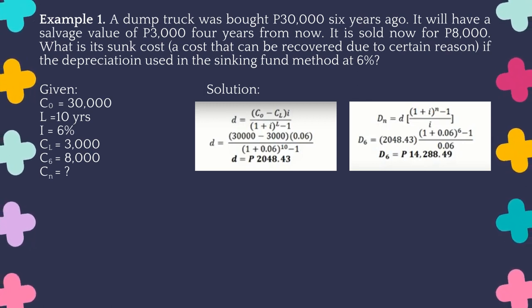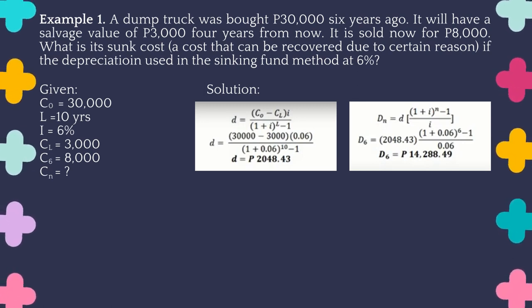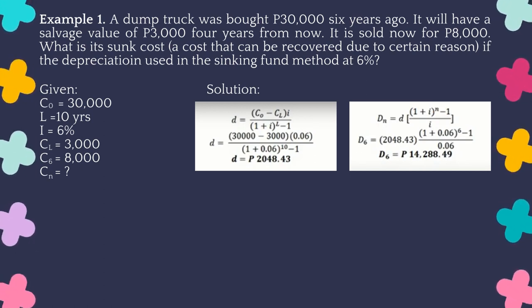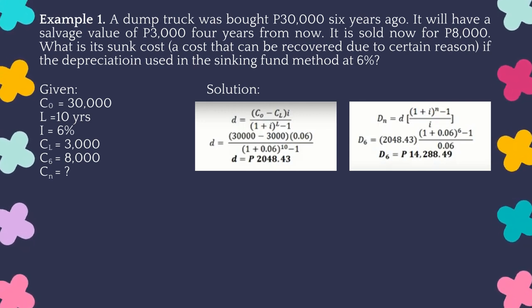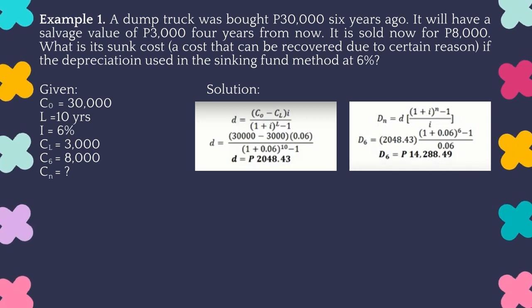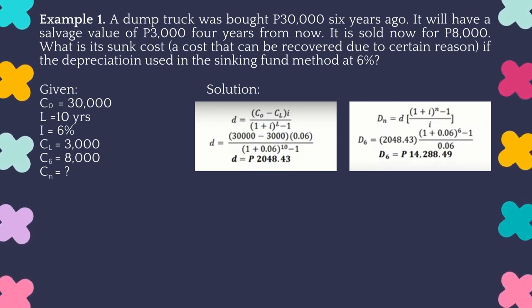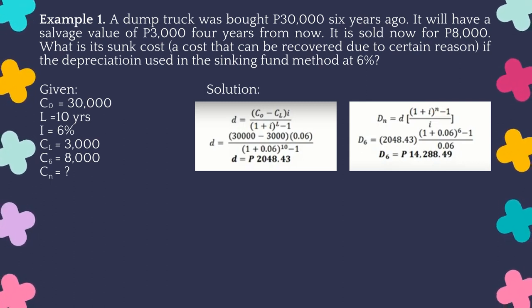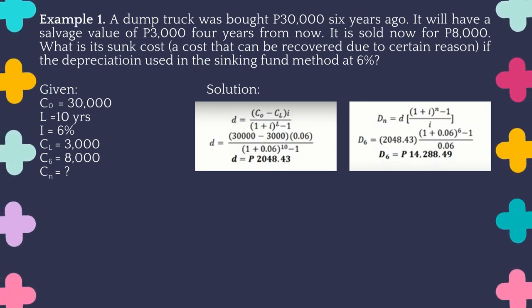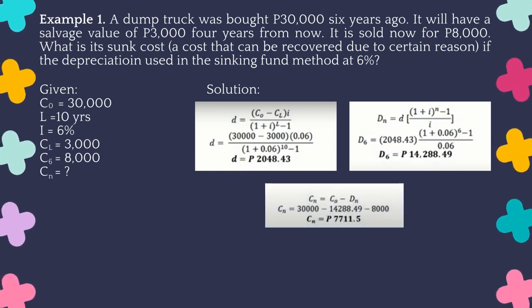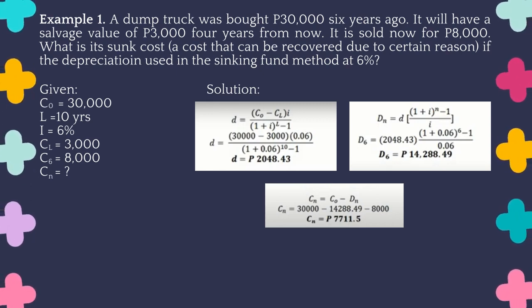The next step is to use the formula D sub N is equal to D times 1 plus I to the power of N, and then minus 1 over I. So just plug in the total amount of D in this formula. So D sub 6 is equal to 2,048 pesos 0.43. So then multiply by 1 plus 0.06, our rate, to the power of 6. Our N here is 6, and then minus 1 over 0.06, and the result will be 14,288 pesos, 0.49 centavos.